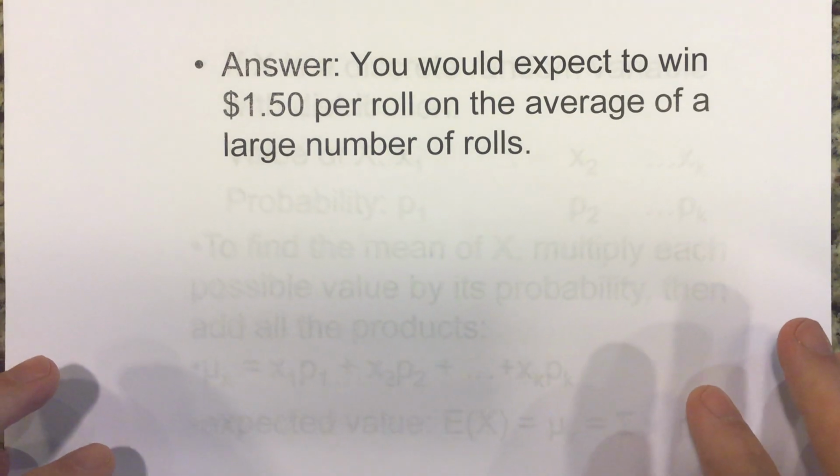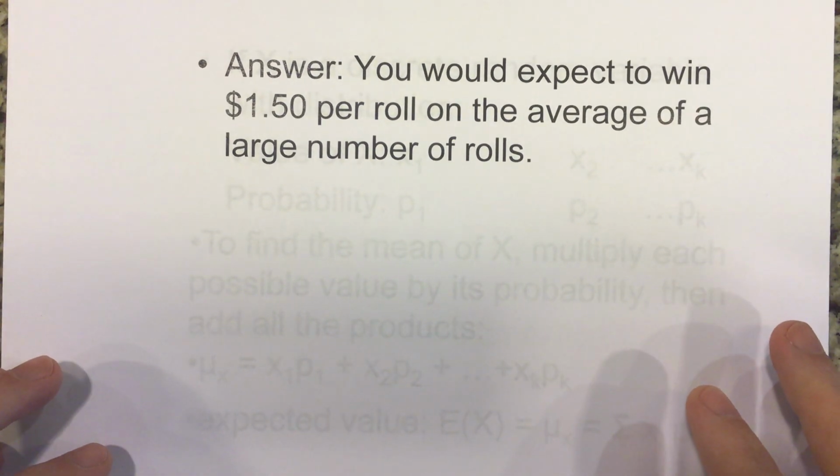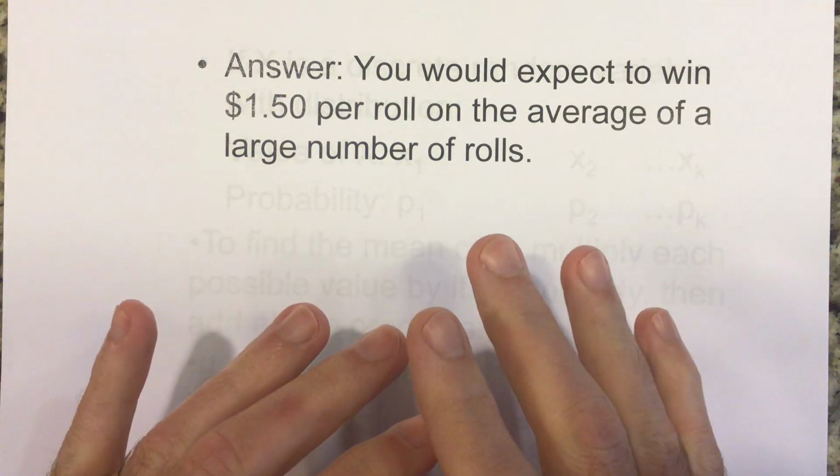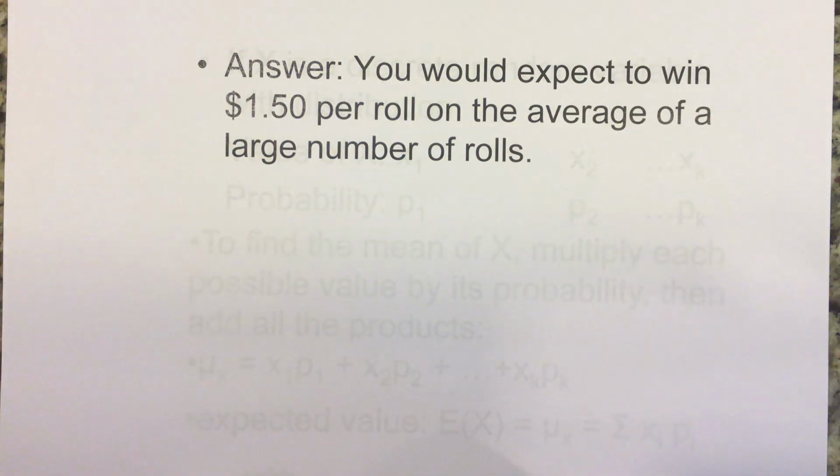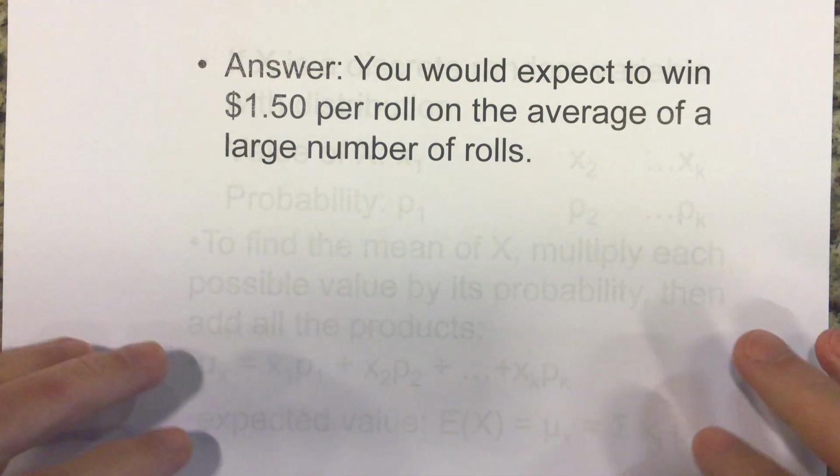The mean of the random variable doesn't have to be something that occurs in the sample space, right? It's the average of many repetitions. Okay, and please don't round it off. Rounding it off would be incorrect, right? Because again, it's the average of many repetitions.